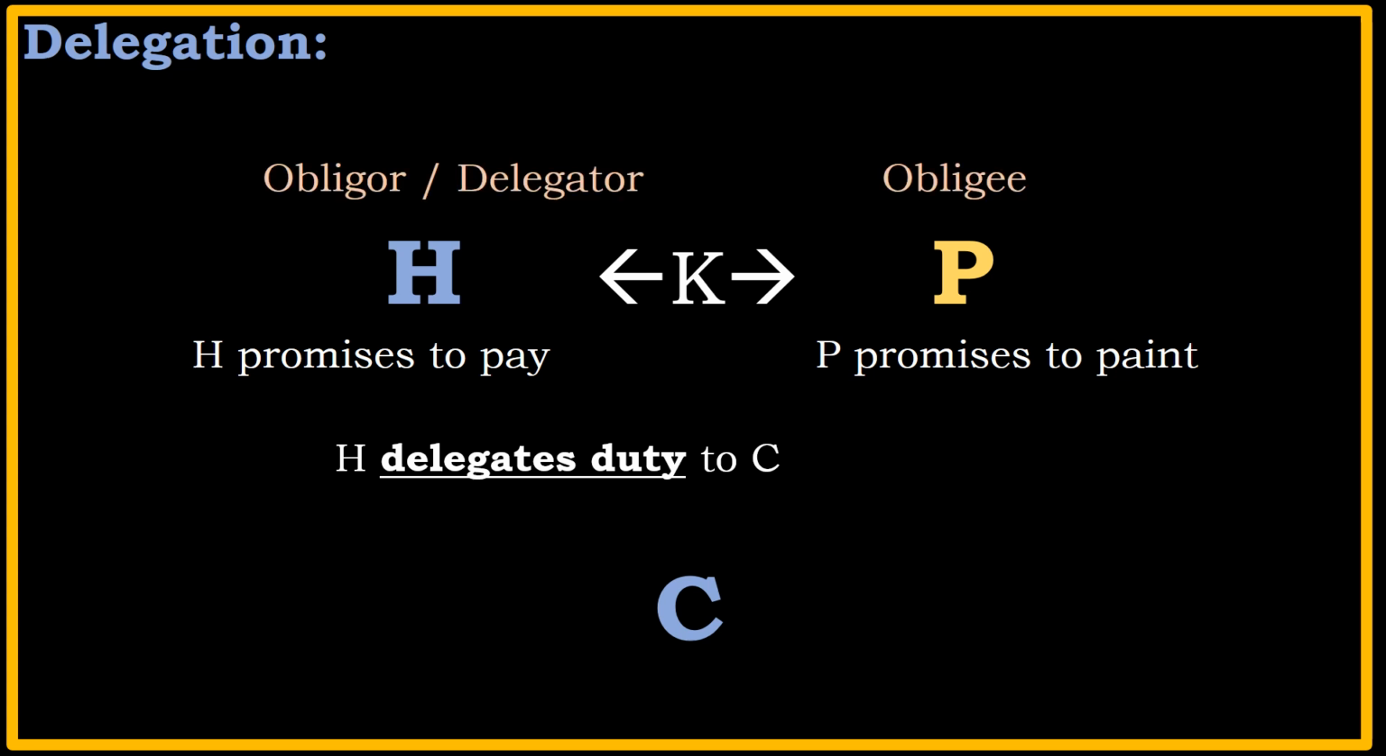In this scenario, H, homeowner, is the obligor because homeowner has the obligation to pay. Painter is the obligee because painter is the beneficiary or the recipient of the obligation to pay. When homeowner delegates her duty to C, homeowner is now the delegator and C is the delegate or the delegatee.